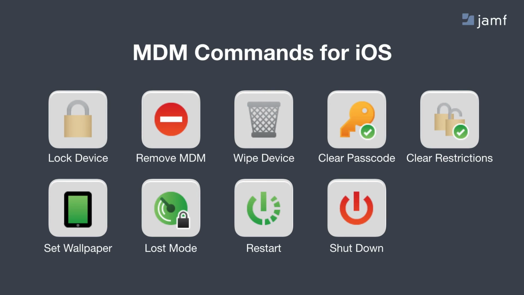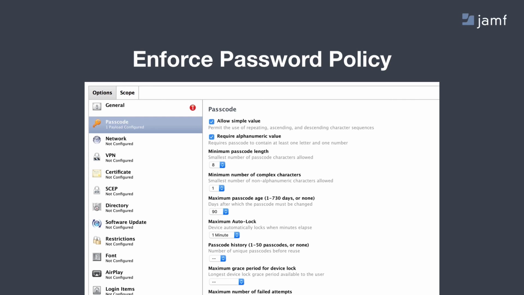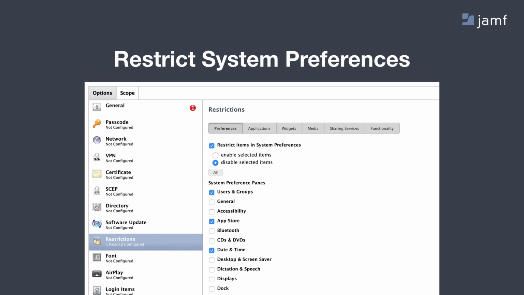Of course, we want to also enforce various policies that we build either through configuration profiles or through agent policies. Here, I want to walk you through just a few. So here are some things that you could do. You can apply a password policy. I can restrict certain things in System Preferences. Maybe I don't want my users going into the Users and Groups tab or the Date and Time tab.